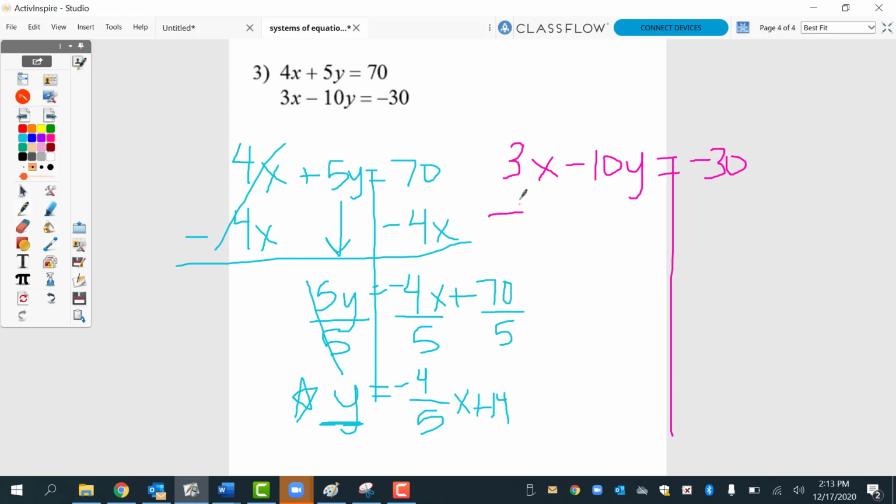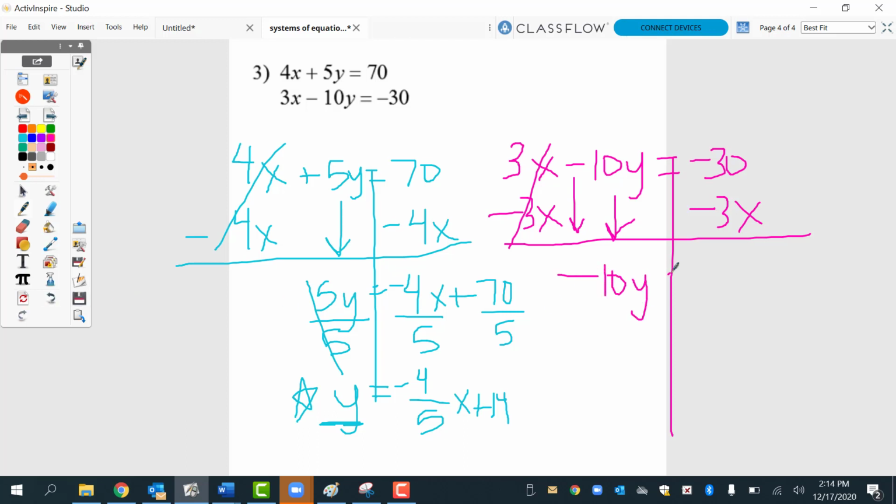So I'm moving the 3x opposite. Doing the opposite, I'm minusing 3x on both sides. Now don't forget that negative sign on the 10y. Whoops, I almost just put a positive. There we go: negative 10y equals, this does not have an x, this does have an x, we write them separate, negative 3x minus 30. And then divided by negative 10.